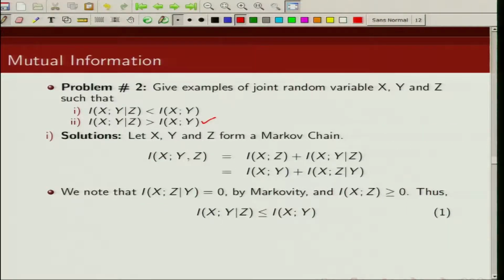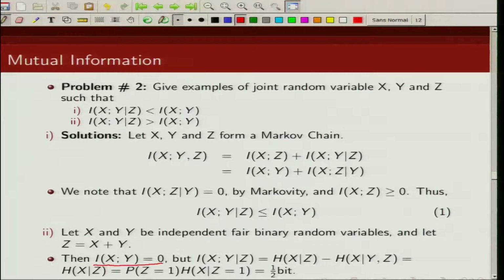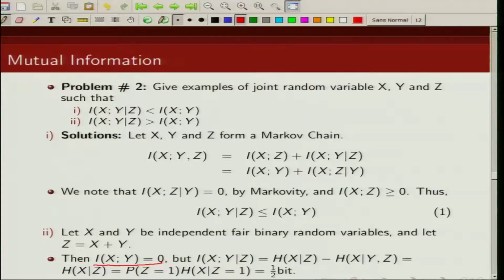Now we are going to prove that the mutual information between x and y given z is greater than or equal to the mutual information between x and y. So we'll consider one example. Let us consider that x and y are independent fair binary random variables and z is given by x plus y. Now what is the mutual information between x and y? Because x and y are independent binary random variables, they do not convey any information about each other. So the mutual information between x and y is 0.